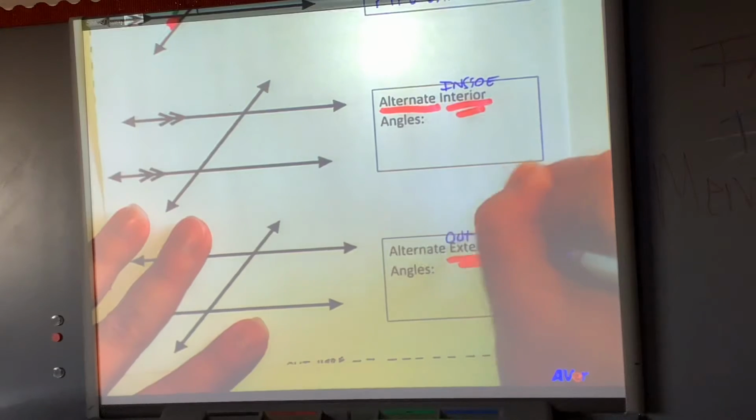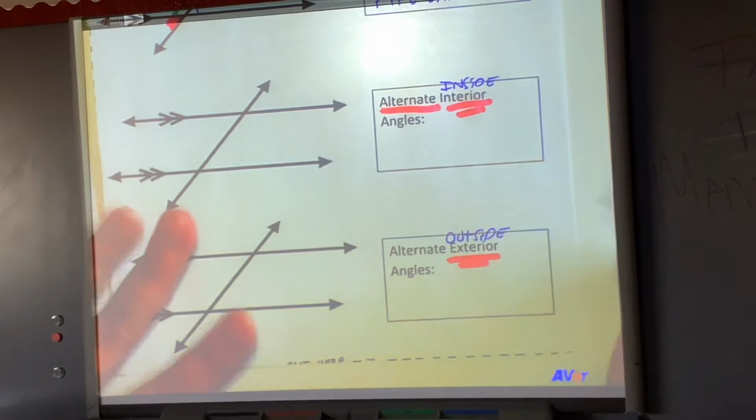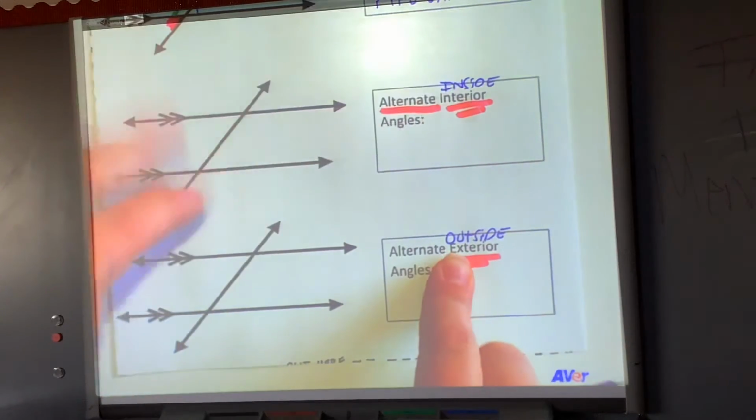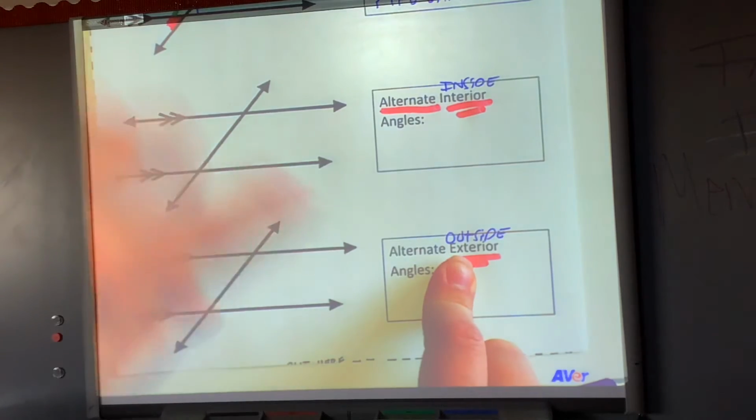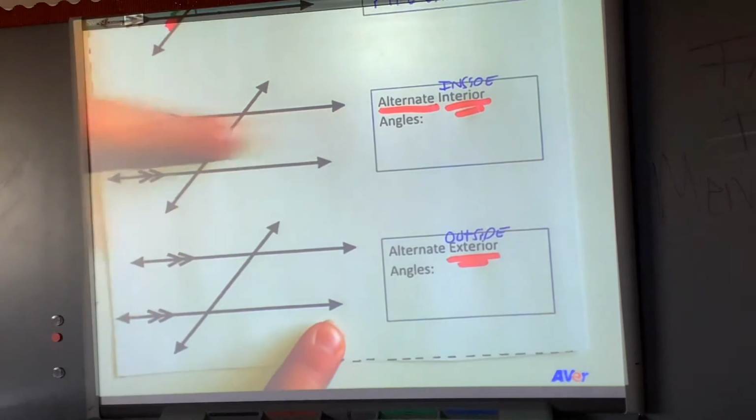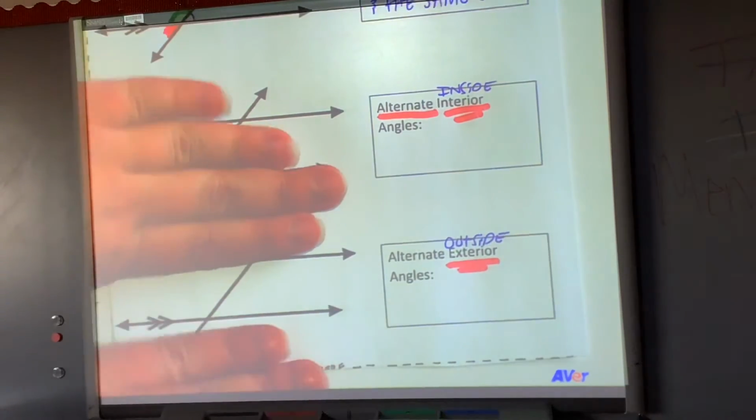Exterior means outside. What we're talking about, inside and outside, is inside and outside of the parallel lines. So either you're on the inside of the parallel lines or you're on the outside of the parallel lines.